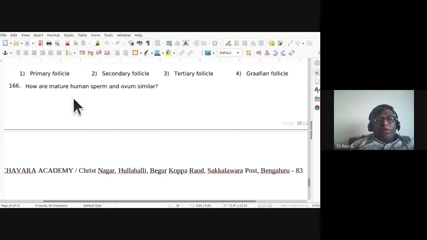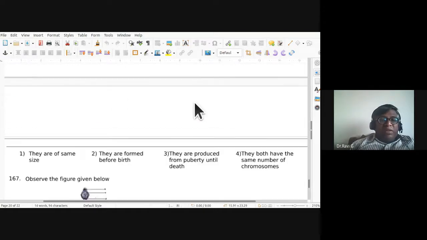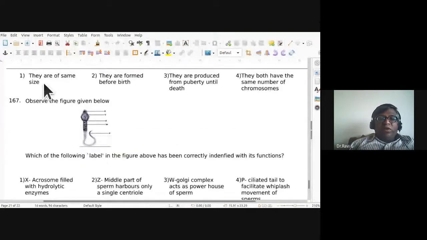How are mature human sperm and ovum similar? So how are they similar? They are of same size, they are formed before birth, they are produced from puberty until death. They both have the same number of chromosomes. Fourth one is the correct option.